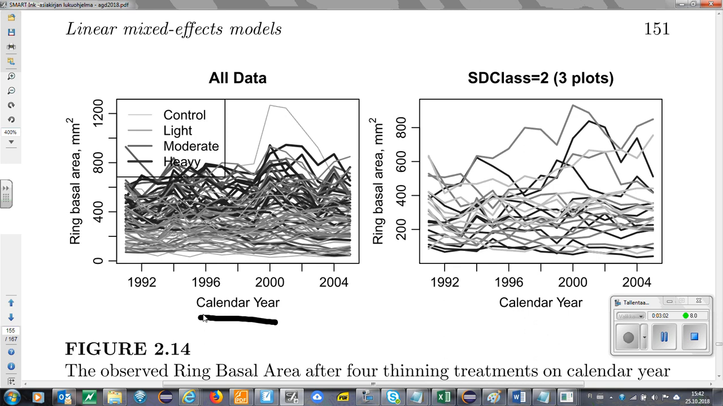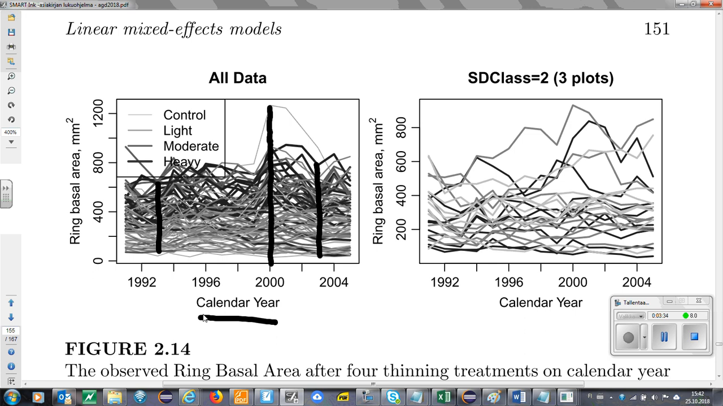So, for example, we see from this data that if we look at calendar year 2000 here, quite many of the trees seem to have grown very well. The ring basal area is very high for calendar year 2000. On the other hand, for 1993, all trees have grown quite poorly. Also for 2003, the trees have grown rather poorly.